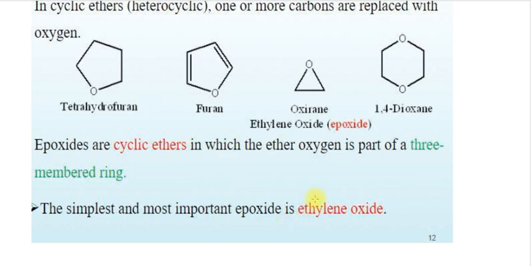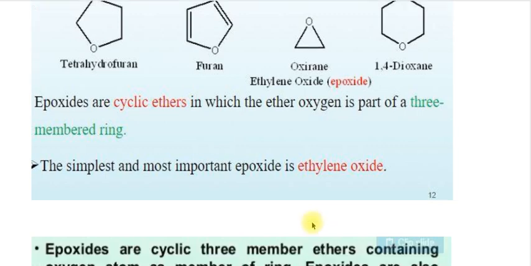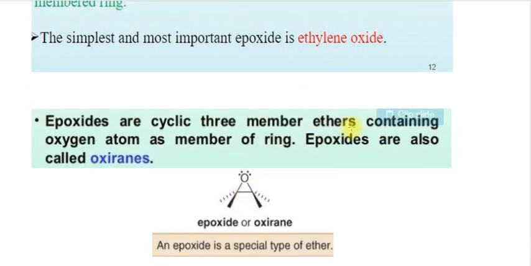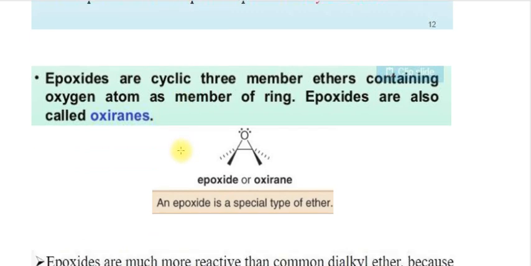If you are considering the cyclic ethers, out of the cyclic ethers, the oxirane or the epoxide or the ethylene oxide is of high importance, and it is the simplest cyclic ether. Therefore, it is named specially, that is, epoxides. Here you can see epoxides are cyclic 3-membered ethers containing an oxygen atom as a member of the ring. Epoxides are also called oxiranes.